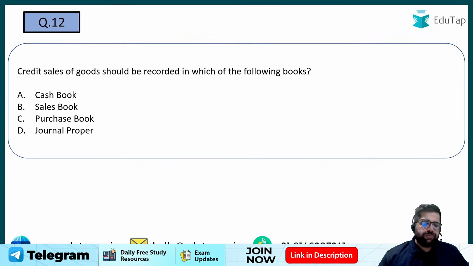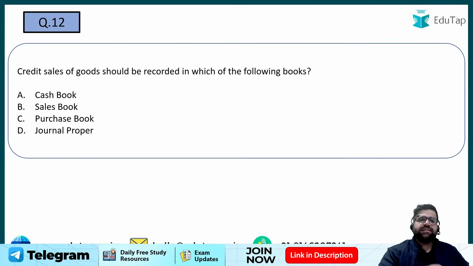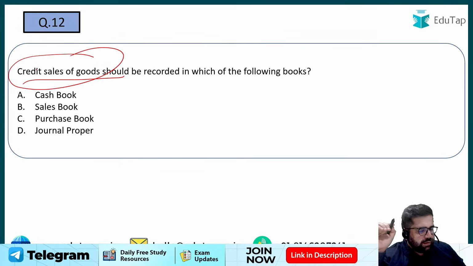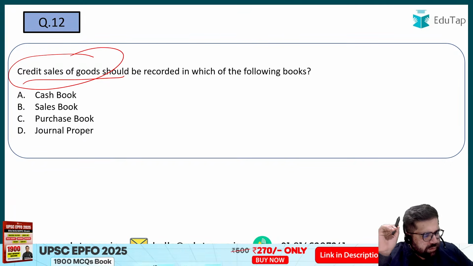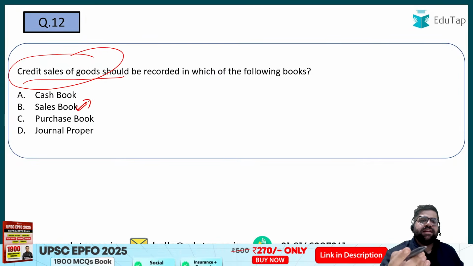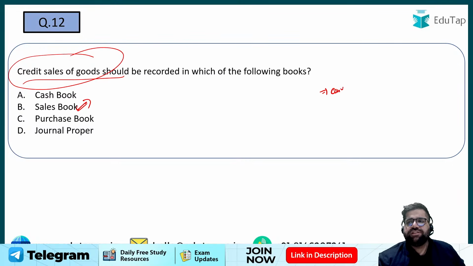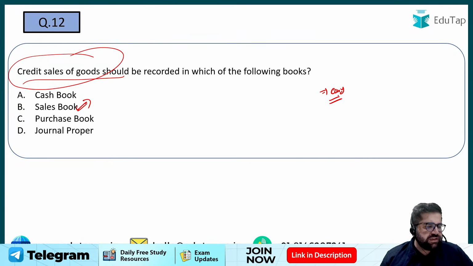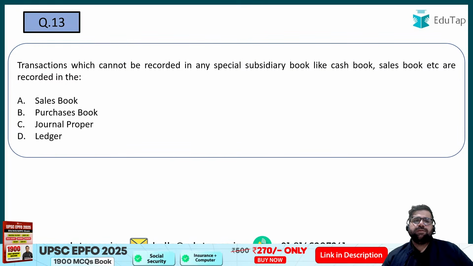Good. Question number 12. Credit sales of goods will be recorded in which particular book? Credit sale will be recorded in sales book. Very easy. Credit purchase in purchase book. So if you see, certain times you can get some easy fruits in your exam. So do not make mistakes in certain easy questions like this. So the correct answer will be option number B.